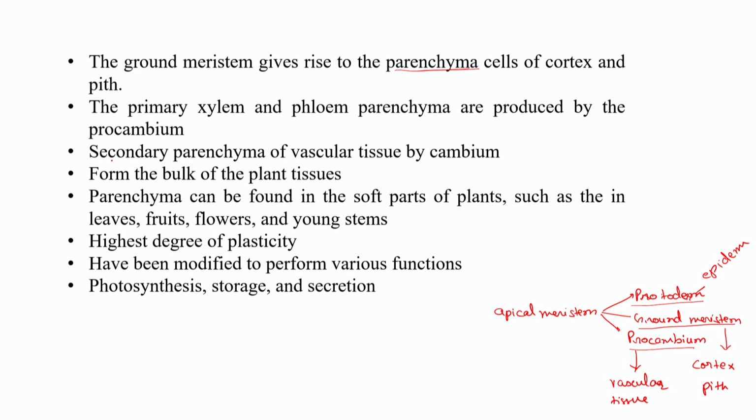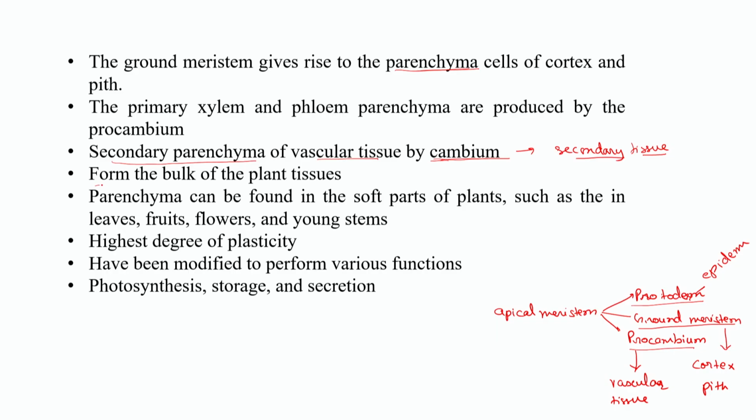Okay. Even secondary parenchyma is present in vascular tissue, which is formed by cambium. That also we will discuss later in further classes, that cambium gives rise to secondary tissues. And in the secondary tissue, the vascular cambium gives rise to secondary xylem and secondary phloem, and along with that secondary parenchyma is also formed. So, there are different origins of this parenchyma depending on what cell type it comes from.